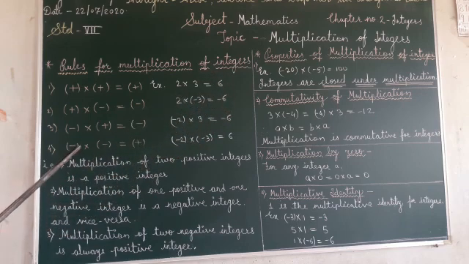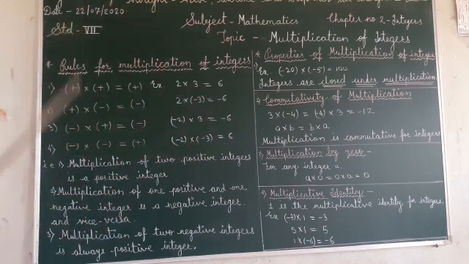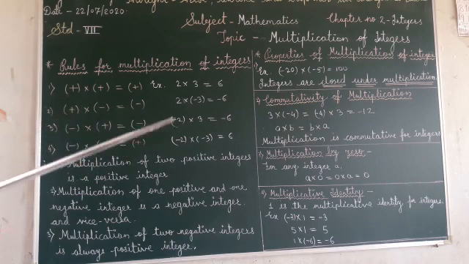Fourth rule: both are negative integers. Here the first is a negative integer and the other is also a negative integer. If you multiply two negative integers, you always get a positive integer. See here, minus 2 into minus 3, you get the answer positive 6.